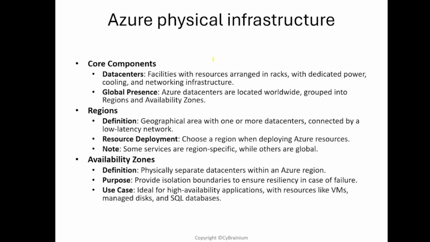Now let's go back, and here is the definition if you read it: a geographical area with one or more data centers connected by a low latency network. So these are the resource deployment nodes. And again, availability zones. Definition: physically separate data centers within an Azure region. I hope this is very clear. Availability zones will be in the regions.